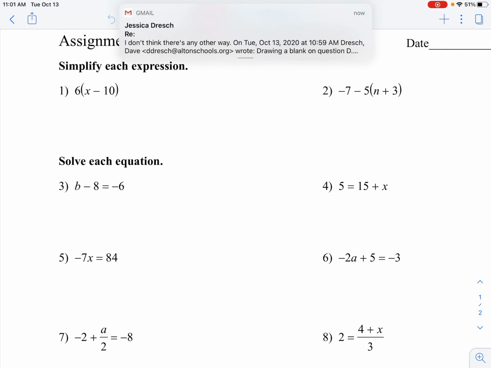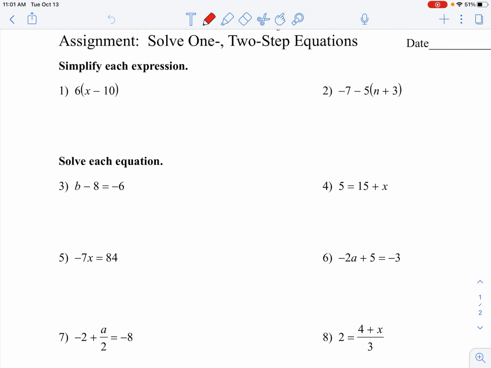All right, number one, let's simplify this expression, please. And distribute the 6. 6x minus 60. These are not like terms, so leave them separate. Number two, we're going to distribute the negative 5 directly in front of things.